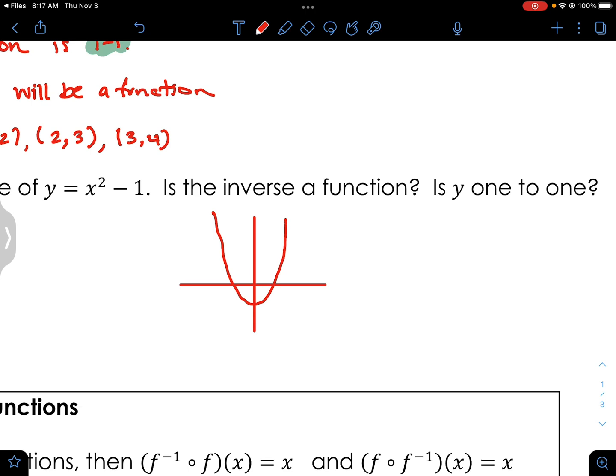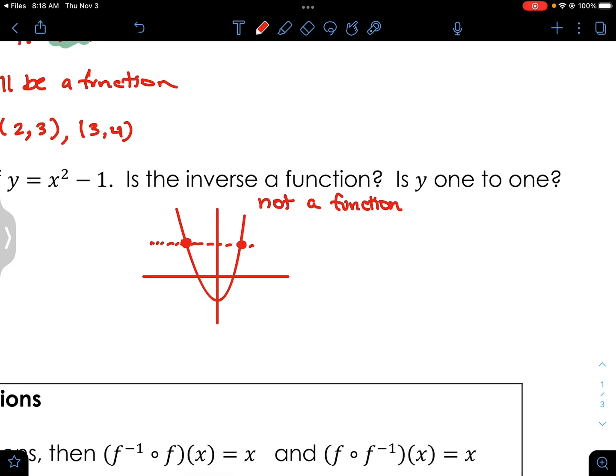And so if we think about whether this passes the horizontal line test, the answer to that would be no, it does not, because if we draw in a horizontal line, we see that the horizontal line will pass through the graph of y equals x squared minus 1 twice. So what that tells us is that the inverse is not a function. The y is a function, but it's not one-to-one. It does not pass the horizontal line test.